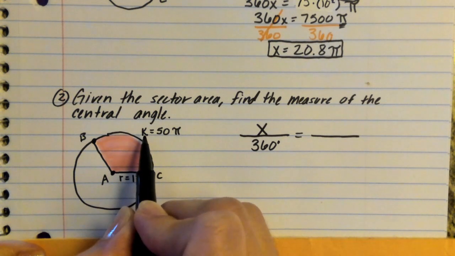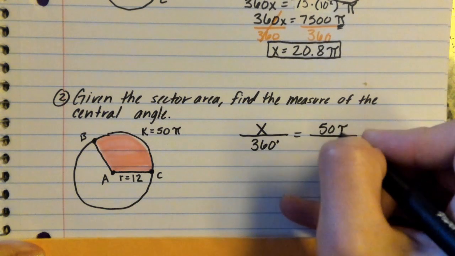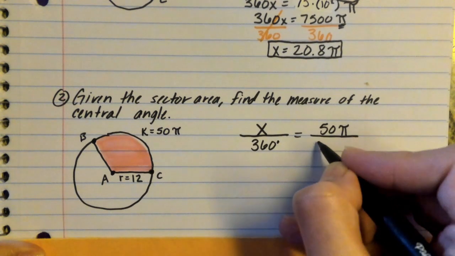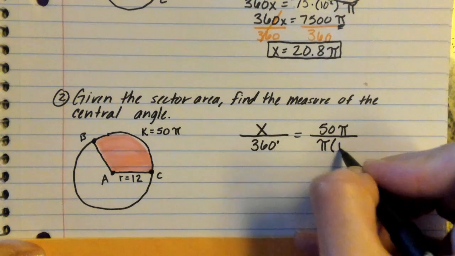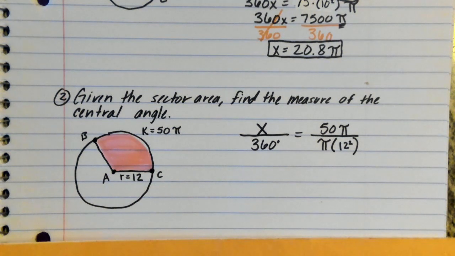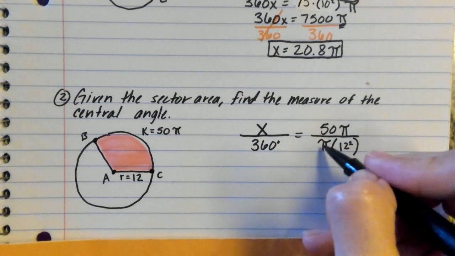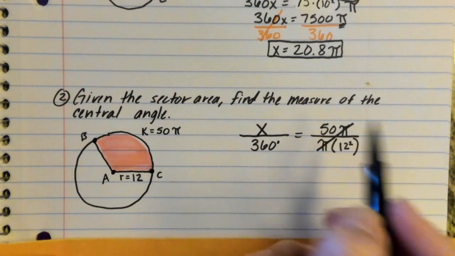Sometimes it won't be K. Sometimes it'll just say area. So we're going to put 50 pi on top. And on the bottom is pi times our radius squared. And our radius right here is 12. So 12 squared. Now, if you look on the right, we can cancel something out. This is why I told you don't worry about that pi. Pi's gone. Bye-bye.